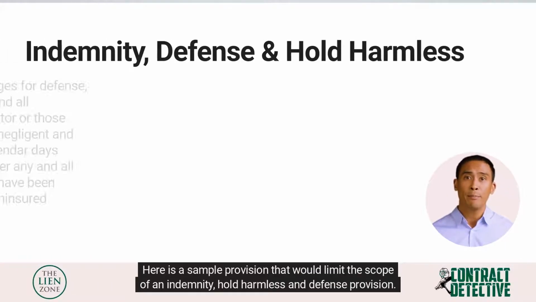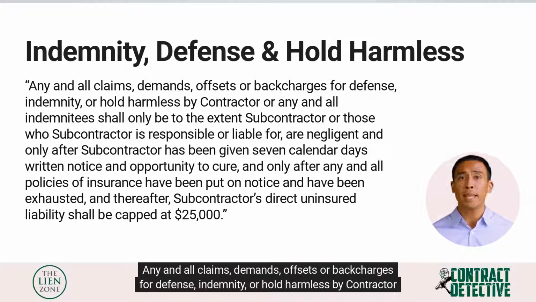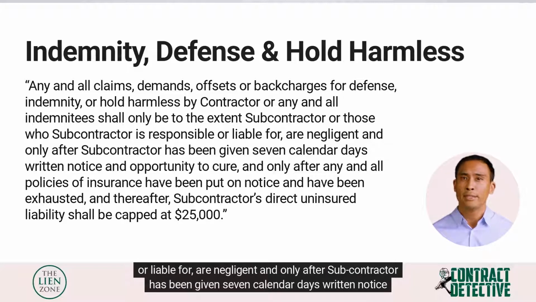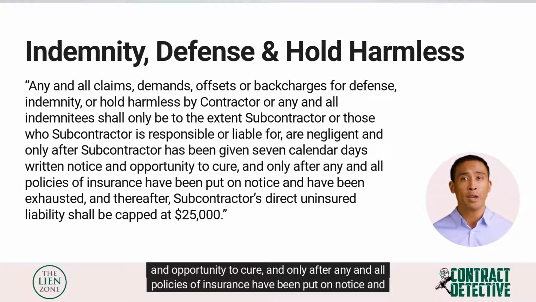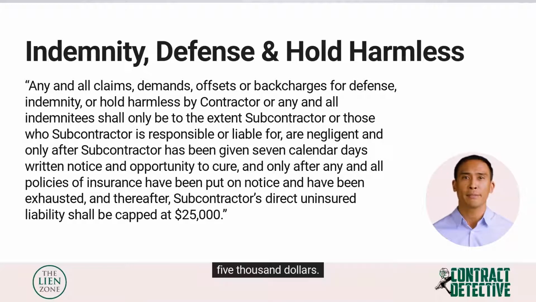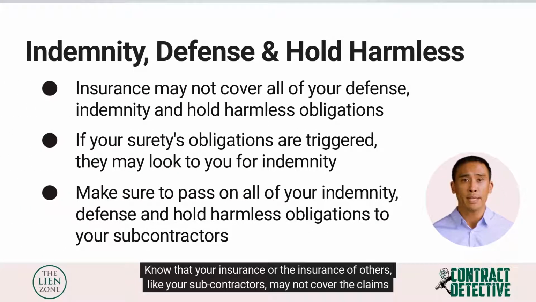Here is a sample provision that would limit the scope of an indemnity, hold harmless, and defense provision. Any and all claims, demands, offsets, or backcharges for defense, indemnity, or hold harmless by contractor, or any and all indemnities shall only be to the extent subcontractor or those whose subcontractor is responsible or liable for are negligent, and only after subcontractor has been given 7 calendar days written notice and opportunity to cure, and only after any and all policies of insurance have been put on notice and have been exhausted, and thereafter, subcontractors' direct uninsured liability shall be capped at $25,000.